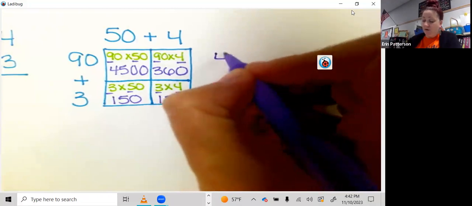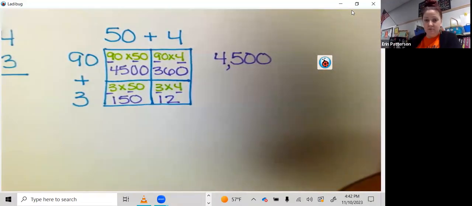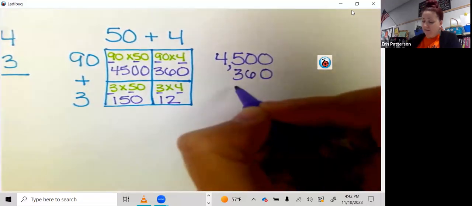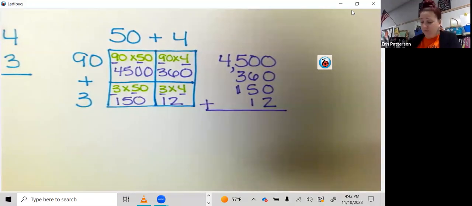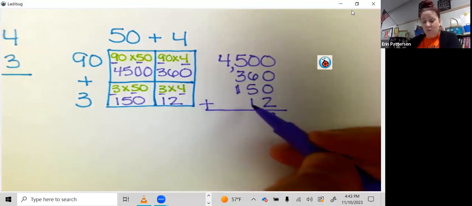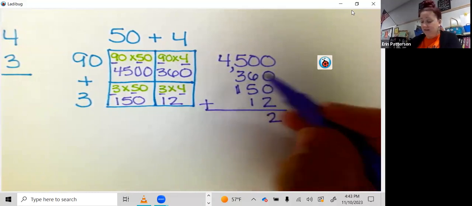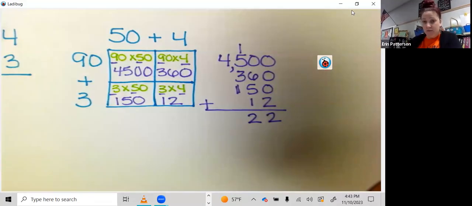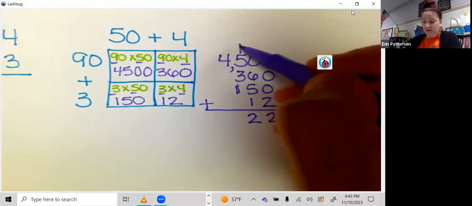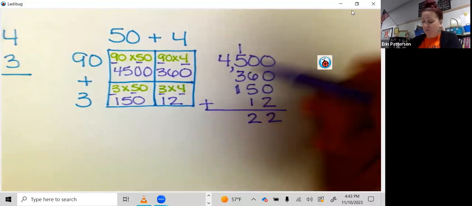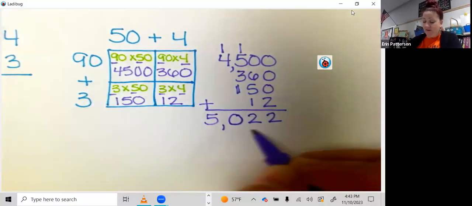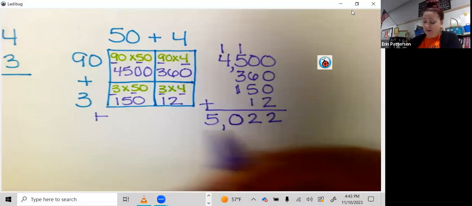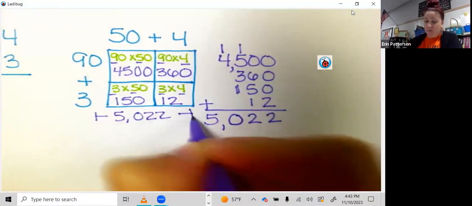So now I do 4,500, 360, 150, and 12. And when you added those up, you should have gotten a 2 in your ones. This is 6, 5, and 1. I see 5 and 1 is 6. 6 plus 6 is 12. Carry the 1. 5 plus 1 is 6. Plus 3 more is 9. And 1 more makes 10. Carry the 1. 4 plus 1 is 5. 5,022 is what I got as my complete product.